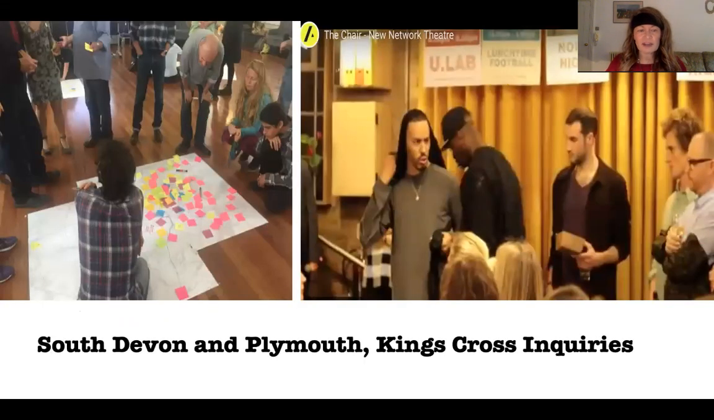So here's one again that we did, the one that we did in South Devon and Plymouth. On the left, you see a mapping exercise where people are actually placing on the map of South Devon the things that they imagine could occur. And this included new transport lines and different kinds of spaces that need to serve different kinds of areas. It's a hands-on physical experience.